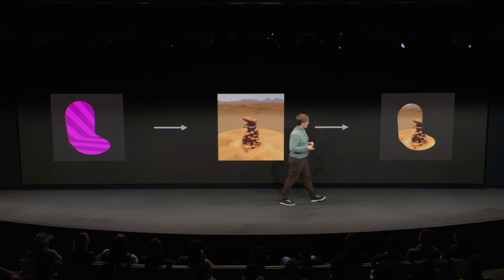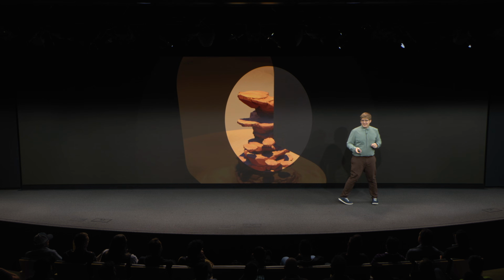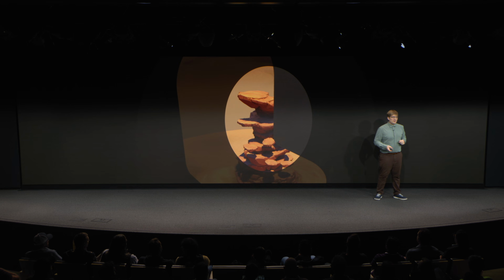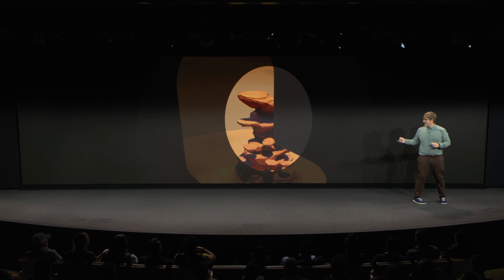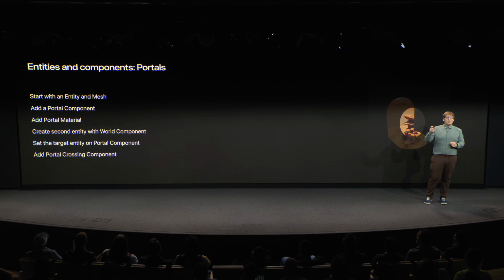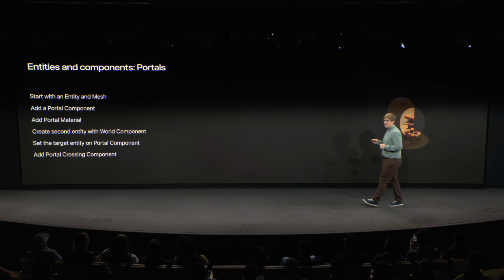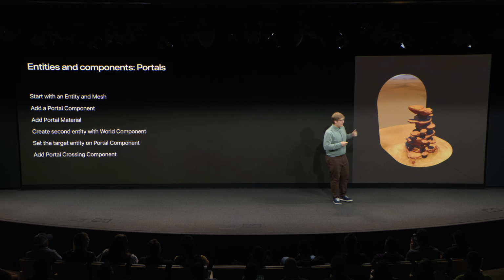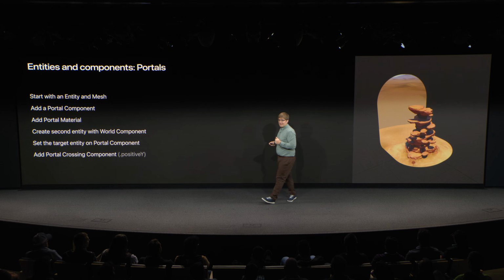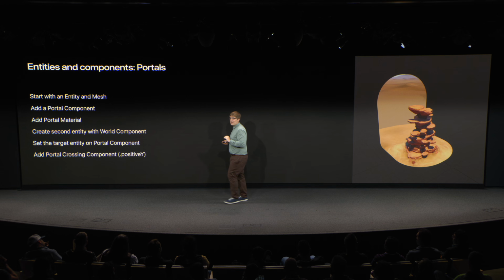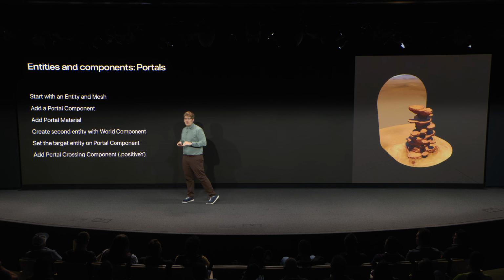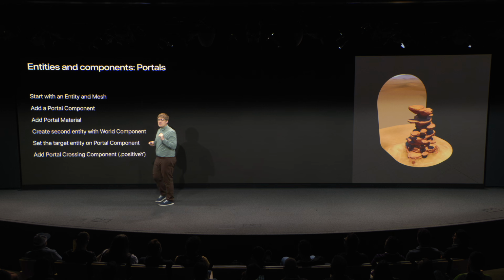Hold on. The Butte is getting clipped when we look at it from certain angles. Add a portal crossing component to the entities that should be rendered outside the portal. Perfect. Additionally, we've set the crossing mode on this portal component to be positive Y. This ensures the entities cross the portal in the way that we expect.